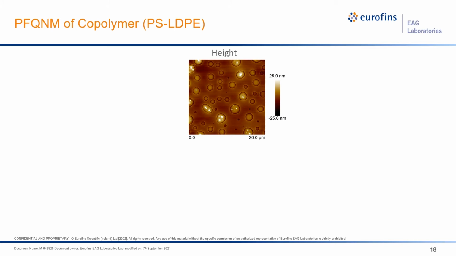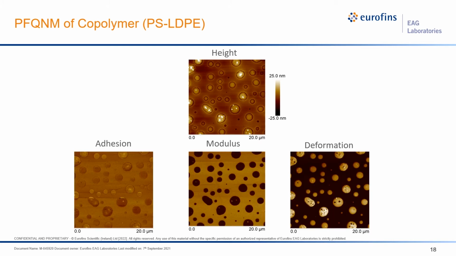That question can be answered from the material property maps. There's not much contrast in the adhesion image, but there's great contrast in the modulus and deformation images. The mid-sized circles have lower modulus and correspondingly higher deformation. We know that polystyrene has a modulus around 2 gigapascal, while the low-density polyethylene modulus is around 0.1 gigapascal. Therefore, the mid-sized circles must be low-density polyethylene.